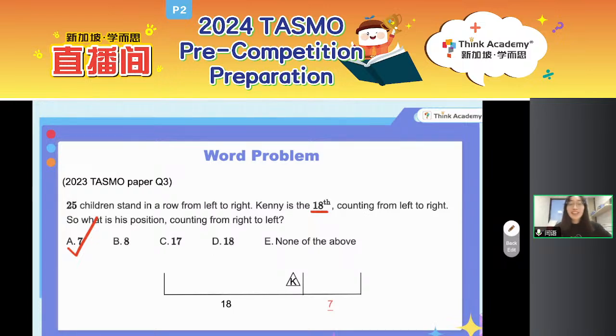Okay, correct. So when it comes to the position, you need to use the ordinal number, right? Like he is the first one, the second one, the third one, the fourth one, the fifth one, something like this. So here, for 7, there are 7 people to the right of Kenny. But where is Kenny? Kenny should be the 8th one, counting from the right side. Yes, okay, good job. Pay attention to the difference between the cardinal number and the ordinal number. Don't forget the plus 1. The 1 is very important.